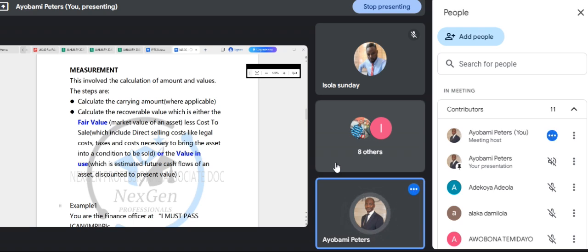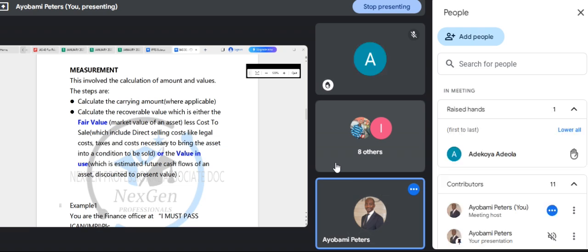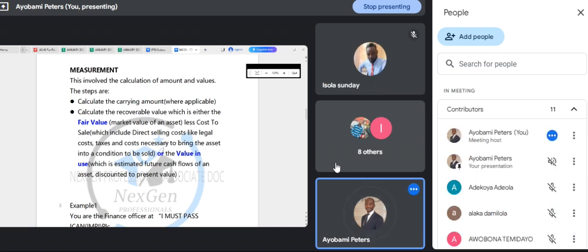But quickly, under this individual asset that we are considering, let's look at an example so that you have a better understanding. Is there anyone that has any question before we go to that example? Any question from class? I'm sure it's very explicit and we all understand. Are we together still? Thank you very much. Adekoya, you are raising your hand. Do you have a question to ask?